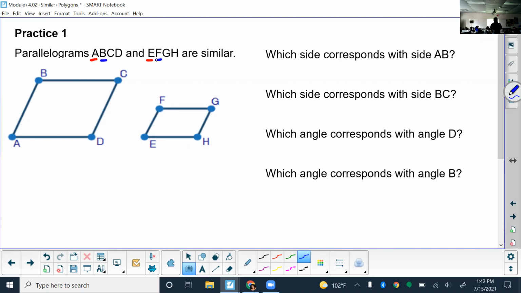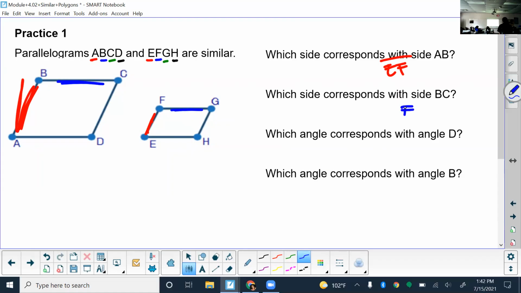B corresponds with F. C corresponds with G. And D corresponds with H. So then which side corresponds to side A? All right, yeah, right? So fill that in. Then what side corresponds with BC?